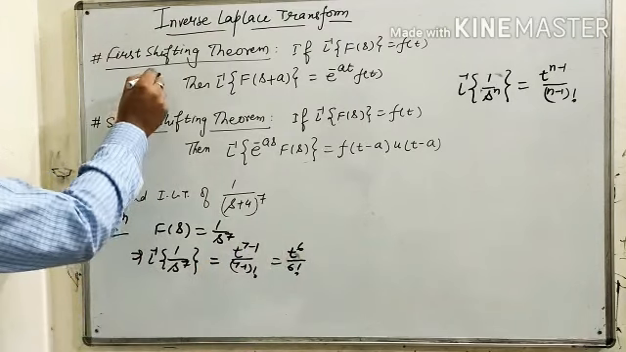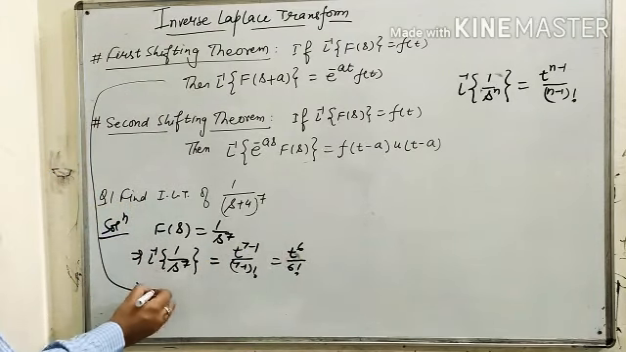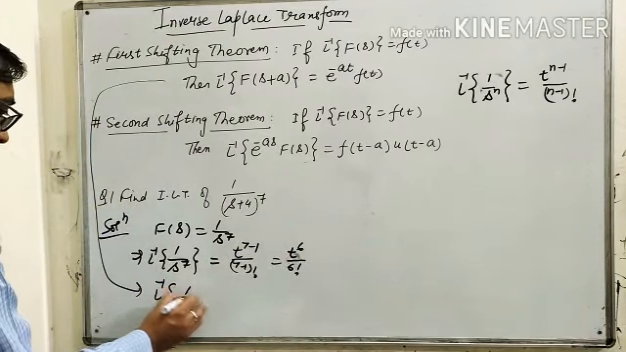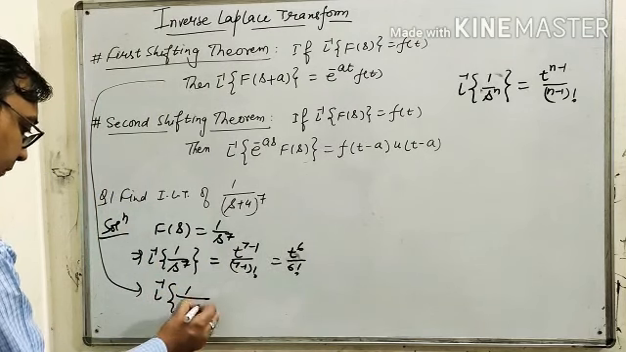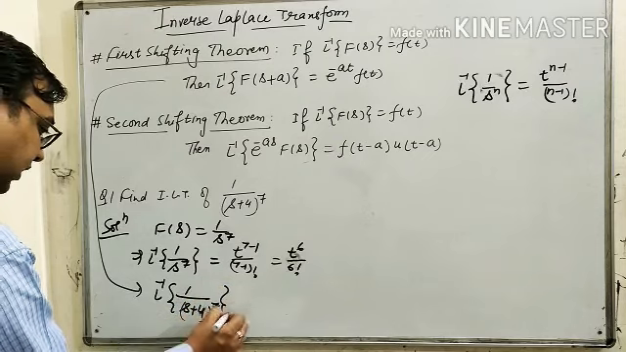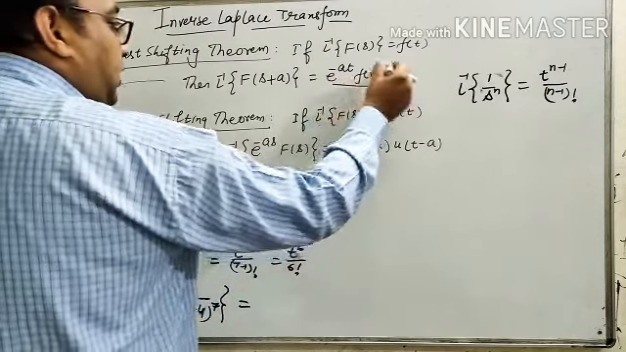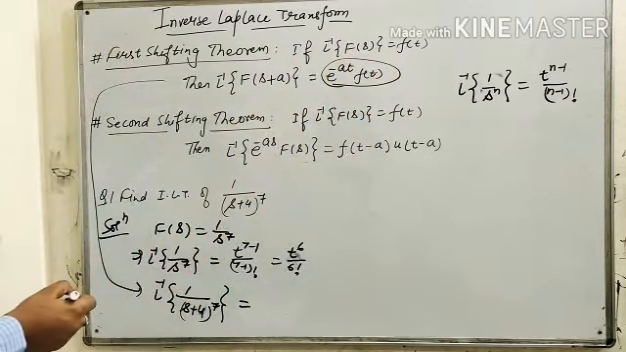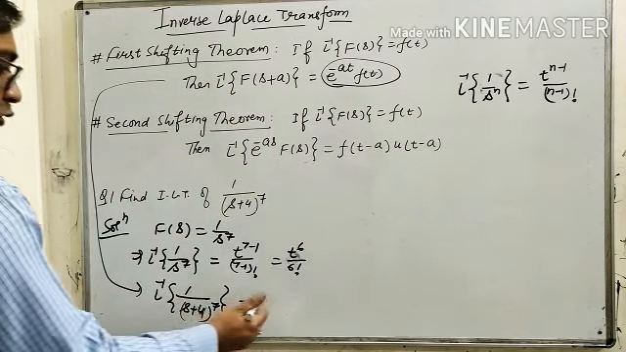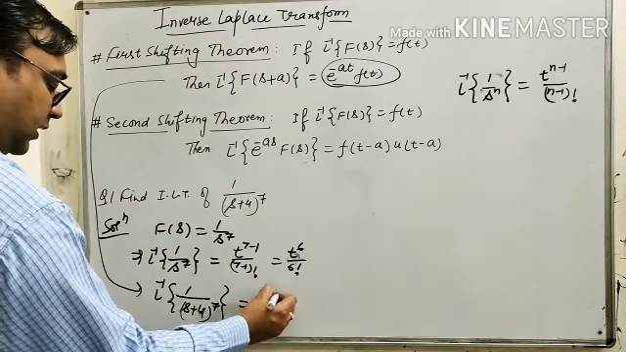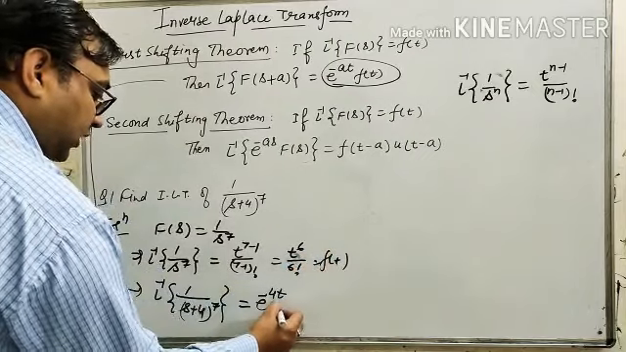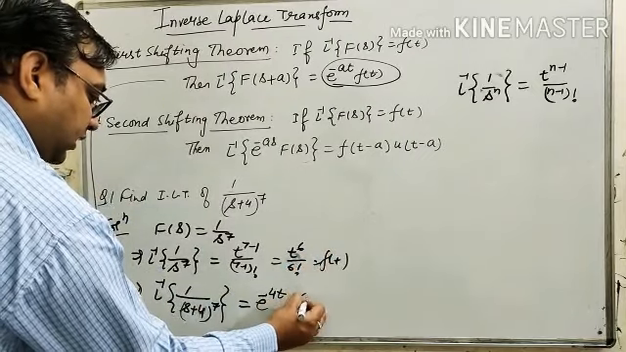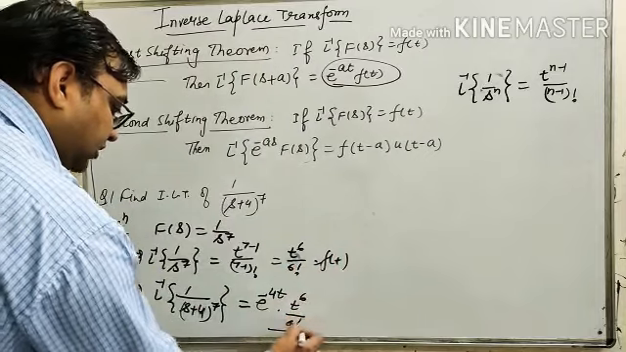So from first shifting theorem, inverse Laplace of 1 upon (s+4)^7 is equal to, we have to convert it into e^(-at) f(t). So what is a? a is 4. So e^(-4t) into, this is f(t), t^6 upon 6 factorial.